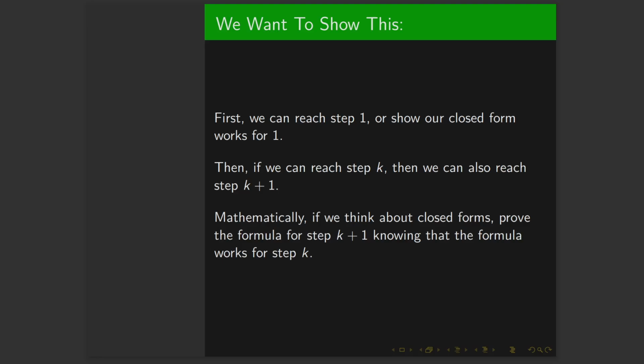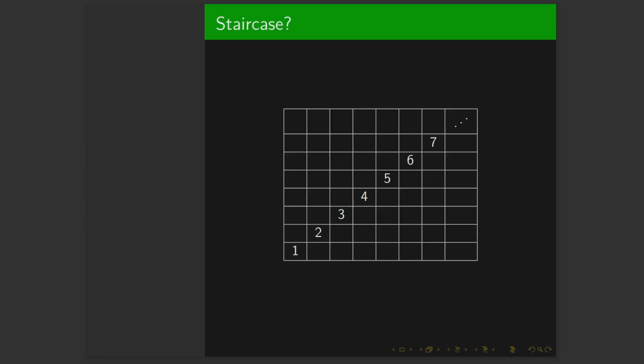Mathematically, if we think about the closed forms that we were talking about last episode, you want to show the formula holds for step k plus 1, knowing that the formula holds for step k. So if we're able to get to step k, can we get to the next step? Maybe you don't like the ladder, maybe you like the staircase.